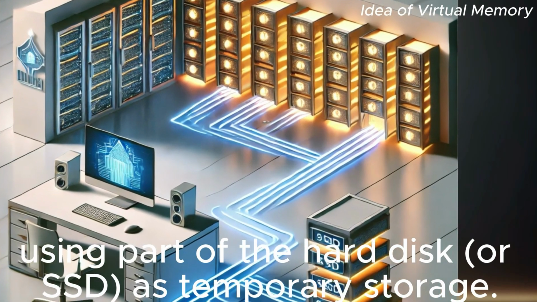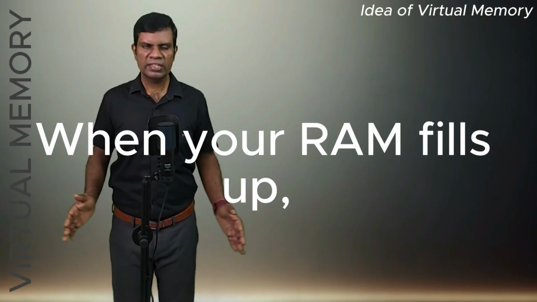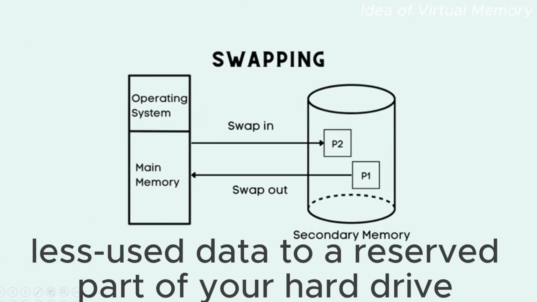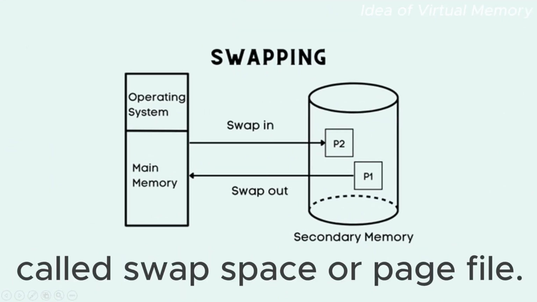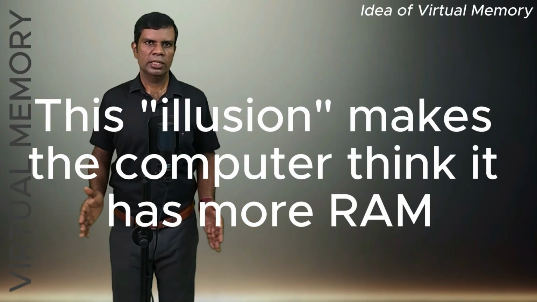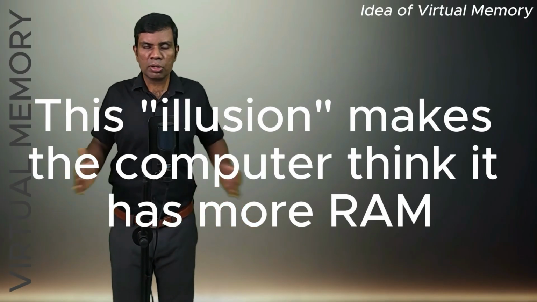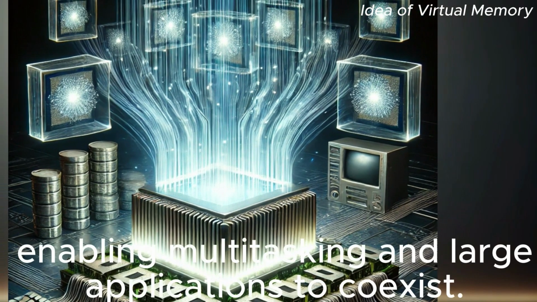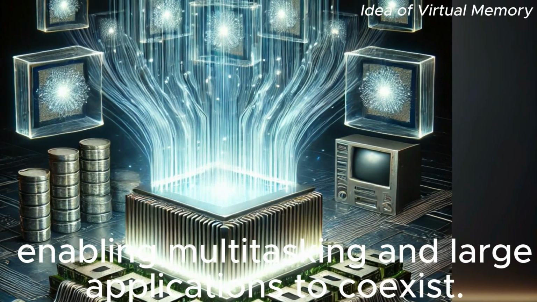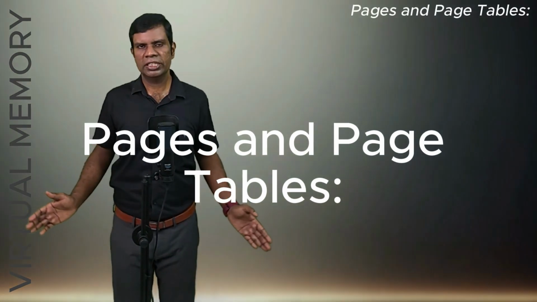as temporary storage. When your RAM fills up, the operating system temporarily moves less used data to a reserved part of your hard drive called swap space or page file. This illusion makes the computer think it has more RAM than it physically does, enabling multitasking and large applications to coexist.